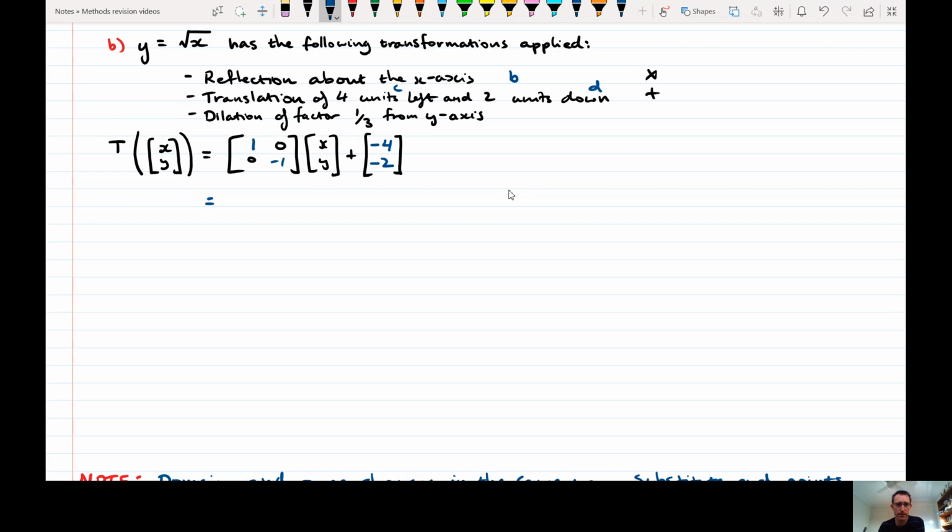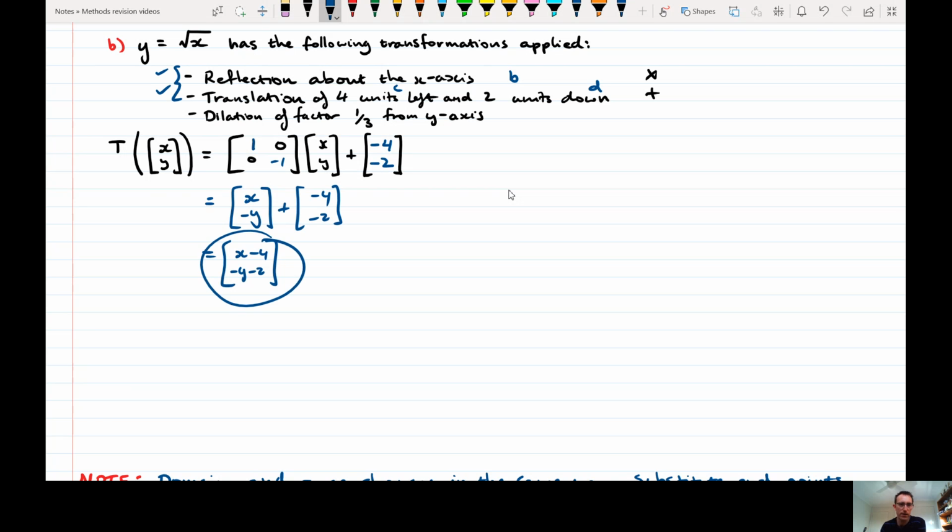So you get 1 times x is x, -1 times y is -y, like this, plus -4, -2, and you end up with x minus 4, -y take 2. That is for the first 2. They're done. We've now got to do the last one. And the way we do the last one is we treat this thing kind of like it was sitting there. So we now have our final image.